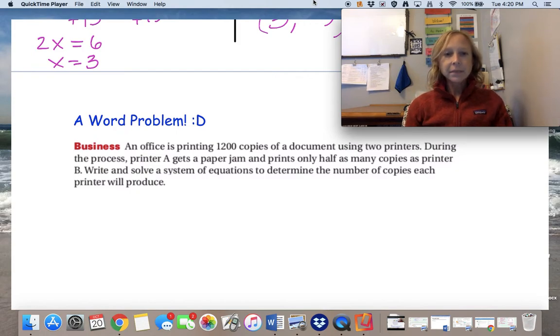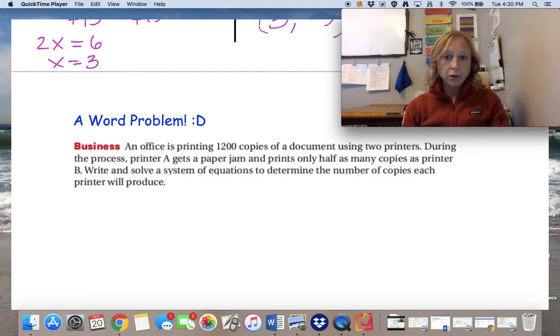Okay. It says, an office is printing 1,200 copies of a document using 2 printers. During the process, printer A gets a paper jam and prints only half as many copies as printer B. Write and solve a system of equations to determine the number of copies each printer will produce.